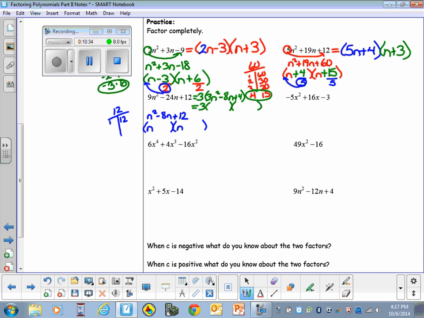Right, 1 times 12, 2 times 6, and because this is positive, if my 2 and my 6 are both negative, I'll get the negative 8. Divide by a, which was 3. Slide this one back in front. 3n minus 2, n minus 2. Final answer.